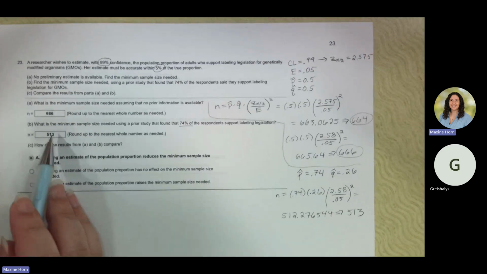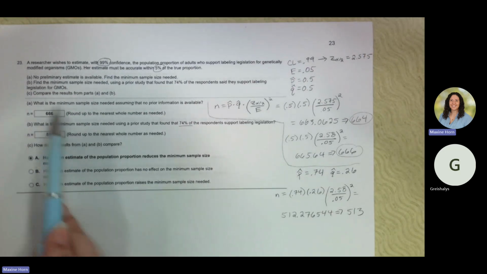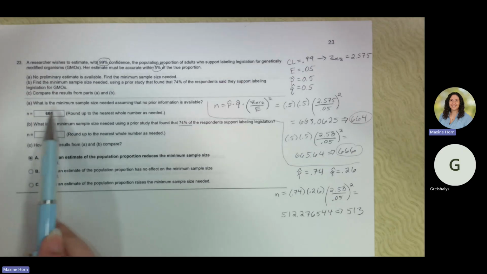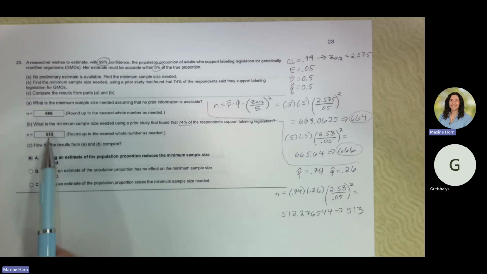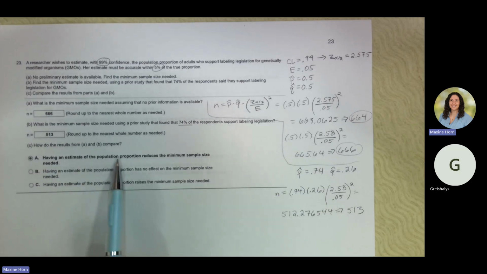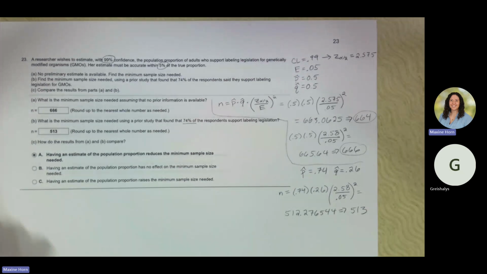So if we take a look at this, if we have no prior information, we better get a whole bunch of people. But if we do have some prior information, we don't need quite as many people. It's more than 100 fewer people that we need here, because we have more information, so we don't need as many people to be as sure. So having an estimate of the population proportion reduces the minimum sample size that's needed. The more information you have, the smaller your sample size has to be.